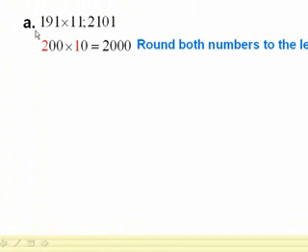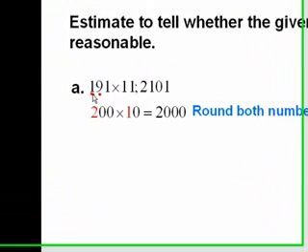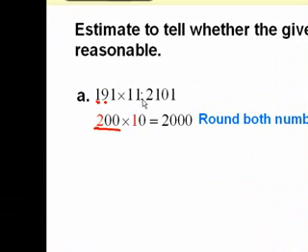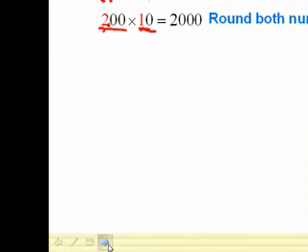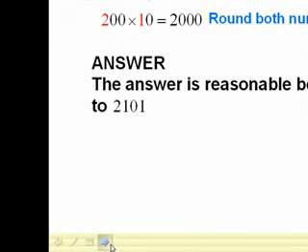So notice 191 right here, you look at the 9, that tells that 1 to go up, which rounds to 200. 11 rounds to 10, and when we multiply 200 times 10, remember the shortcut, just take those non-zero numbers and multiply them. 2 times 1 is 2, and add those zeros, 2,000. So by rounding both numbers to the leading digit, we need to know if that answer is reasonable. And in this case, 2,000 is really close to 2,101, and anyway we kind of rounded up and down a little on some numbers to help compensate for that, so that one's close.